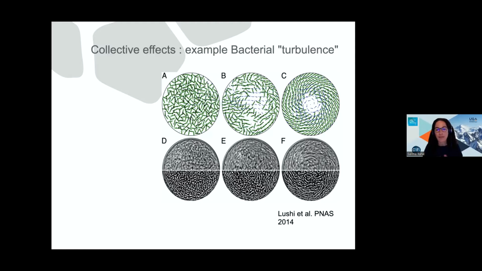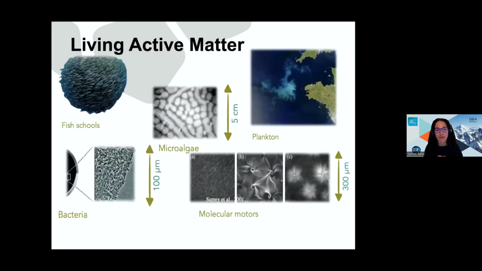There are many examples of active matter in the living world, ranging from fish schools to, again, molecular motors. And I'll be talking about plankton, which you can see here in the ocean. In all those systems, very often we can observe collective motion and pattern formation that is probably due to the coupling of motility with any other flow or no flow.